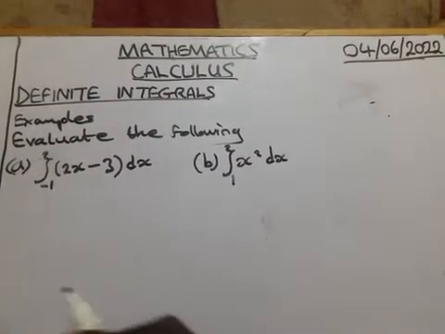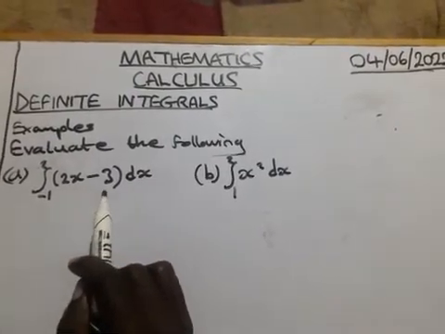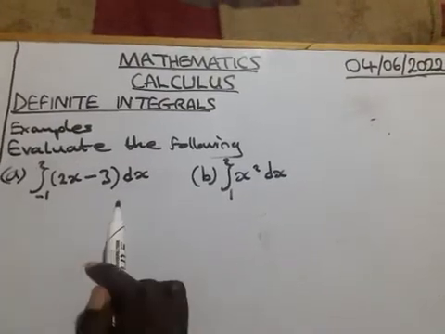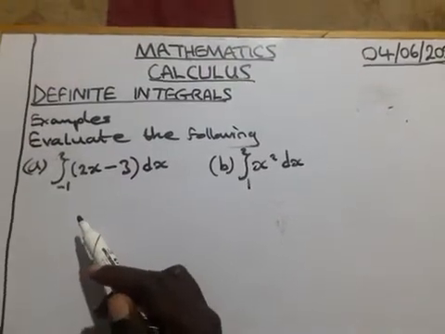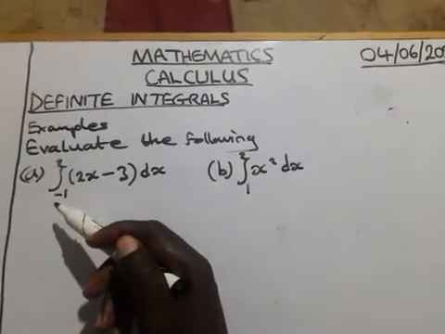Evaluate the following. The integral of (2x minus 3) dx. So this problem, it's a definite integral. For a definite integral, they usually give the upper limit and the lower limit.